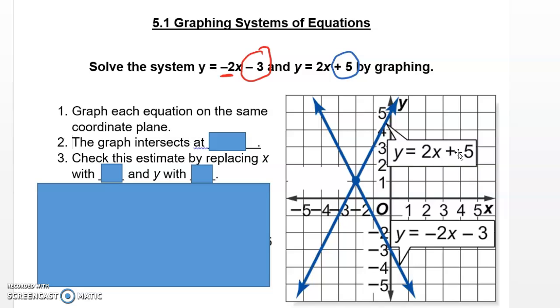So when we see lines graphed, we can find the intersection point, the solution to the system of equations. Where does this graph intersect? The point in which the two lines meet up. Okay? Double check. You're right, it's at negative 2, 1 because it went back 2 from the origin, up 1. Good. So the graph intersects at negative 2, 1. To check this estimate, we do that by replacing x with the x value of negative 2 and the y value of 1.